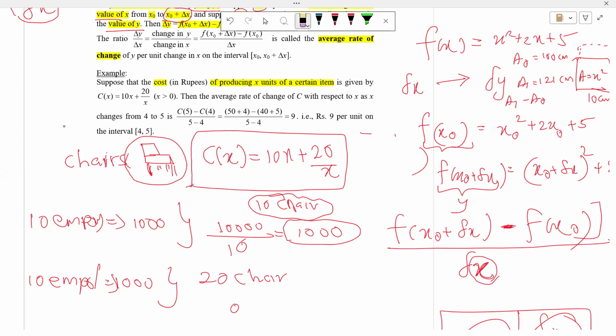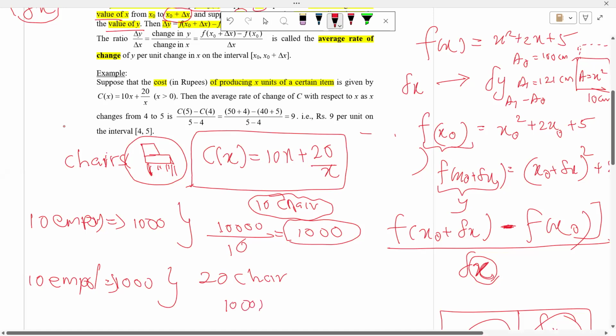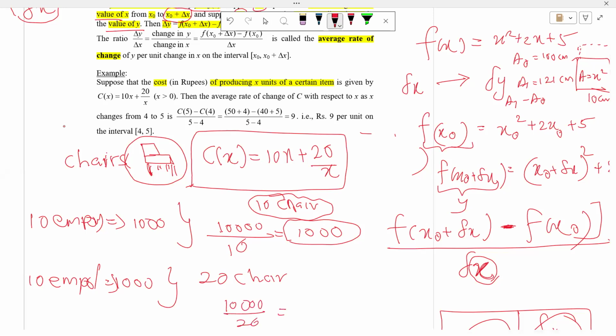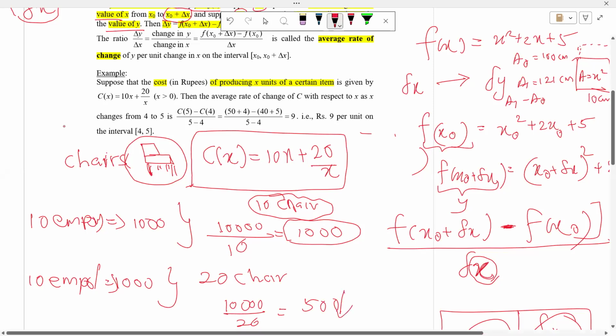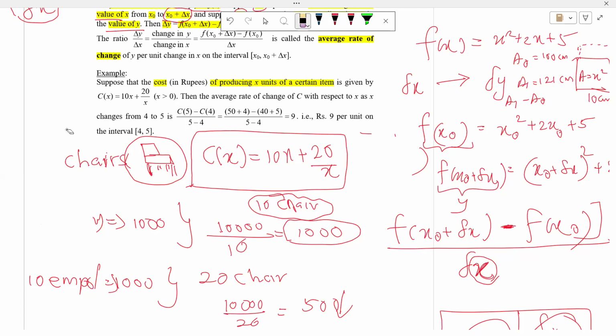So the labor cost is 10,000 divided by 20 chairs. Now for one chair, the labor cost is 500 rupees, right? So previously 1,000 rupees labor cost for one chair. Now the labor cost is 500 rupees, right? Now what will happen? Labor cost will be reduced by half, right? So they have some meaningful thing, right? If you manufacture more things, the cost of manufacturing will be reduced.